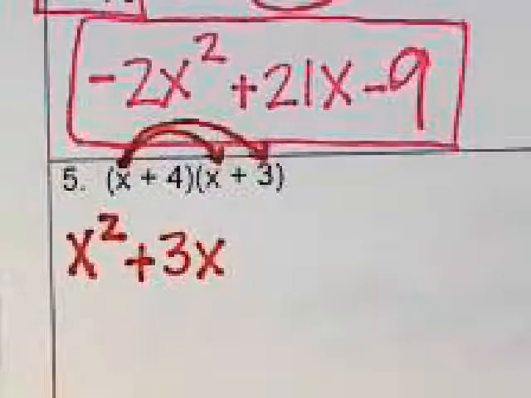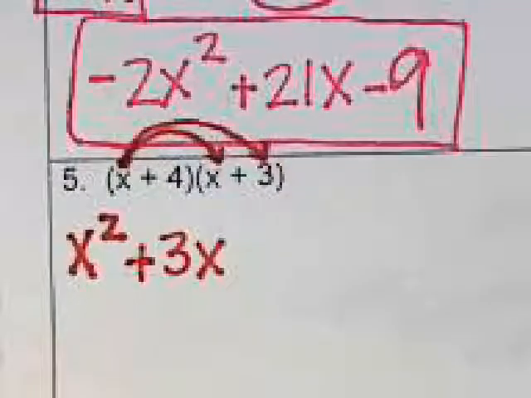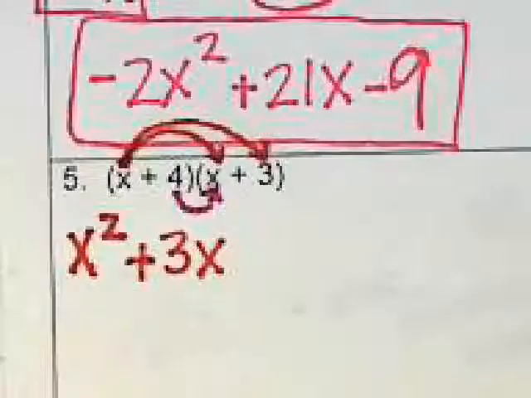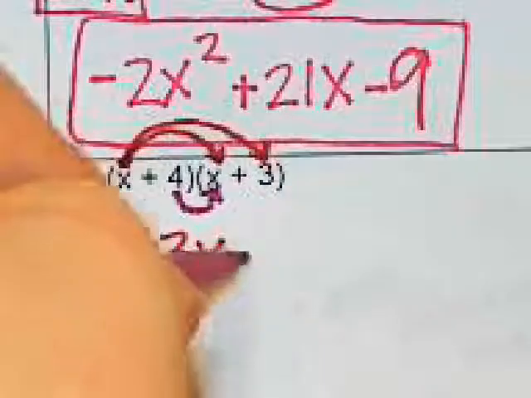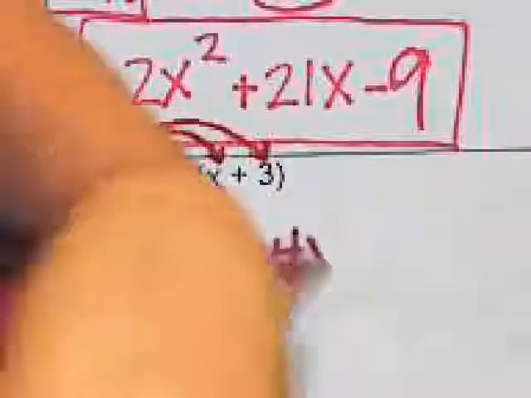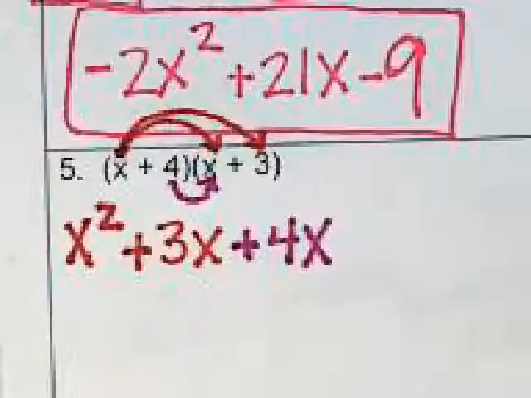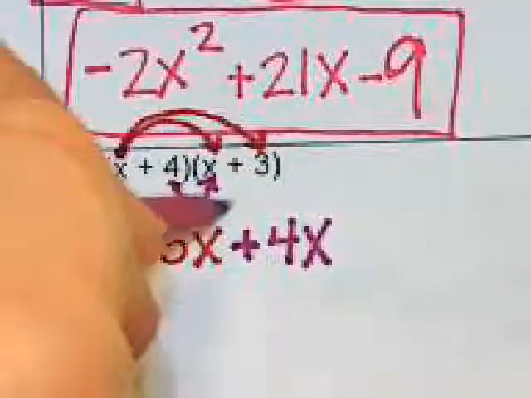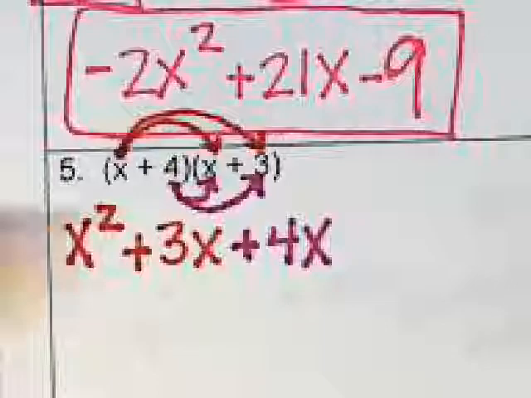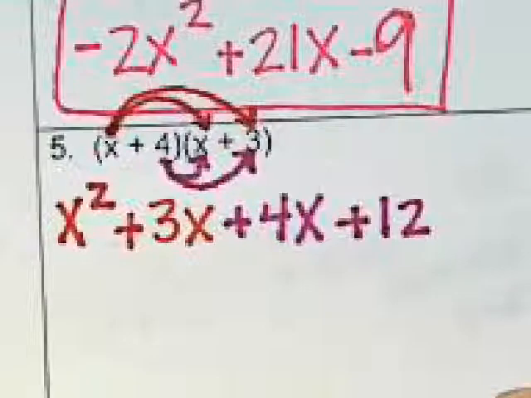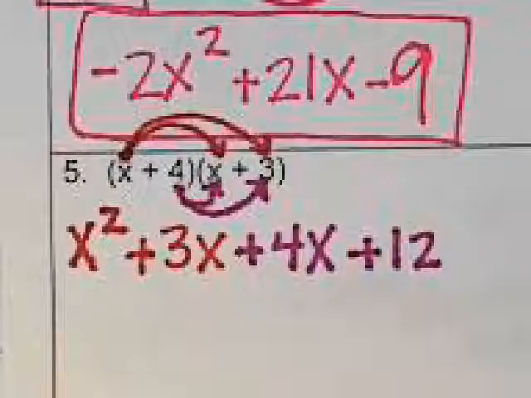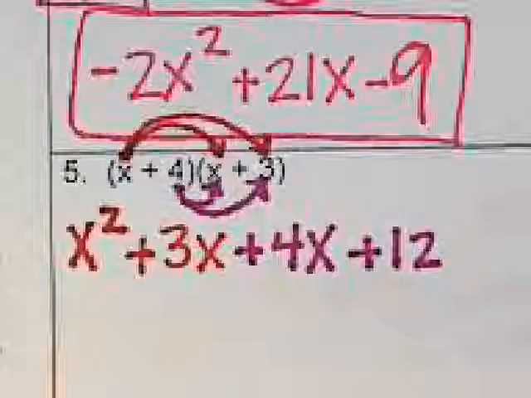Now, my next arrows are going to go on the bottom. So I'm going to do 4 times X. Well, what's 4 times X? Positive 4X. Make sure you're drawing your arrows just like I am. Then I do 4 times 3 is positive 12. So how many times do we distribute? Twice. Double distribute. Okay, I distributed everything.